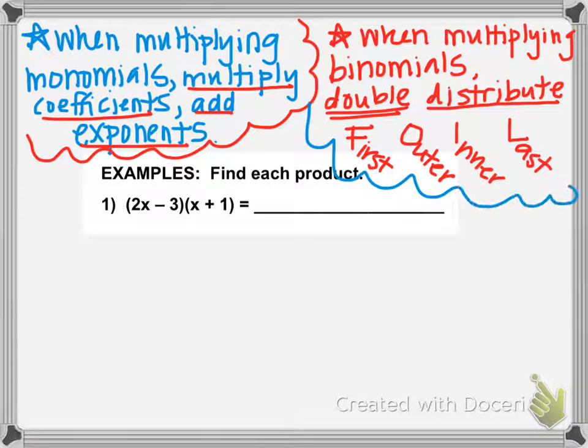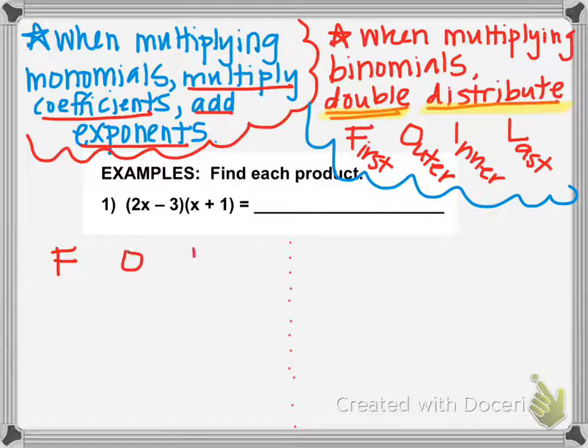But the big thing to remember is that we're doing something called double distributing. Basically, each term in the first parentheses gets multiplied by each term in the second parentheses, which is going to produce 4 resultant terms. So for this first one, I'm going to show you both methods, and then I'm going to let you decide which method you prefer. Okay? So the first method we're going to do is the FOIL method.